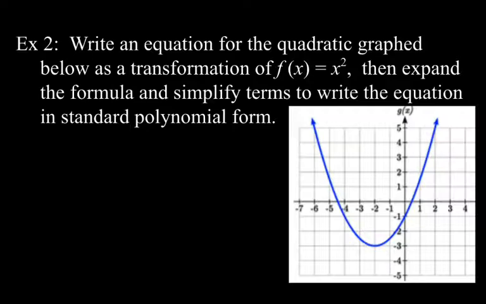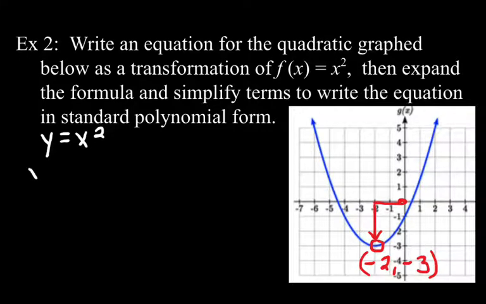So let's start out by identifying our vertex. Notice that our vertex is right over here at (-2, -3). Since the vertex is normally at (0, 0), this thing is moved over 2 and down 3. So we want to figure out how we move a function, and let me write our parent function here. Our parent function is y equals x squared.